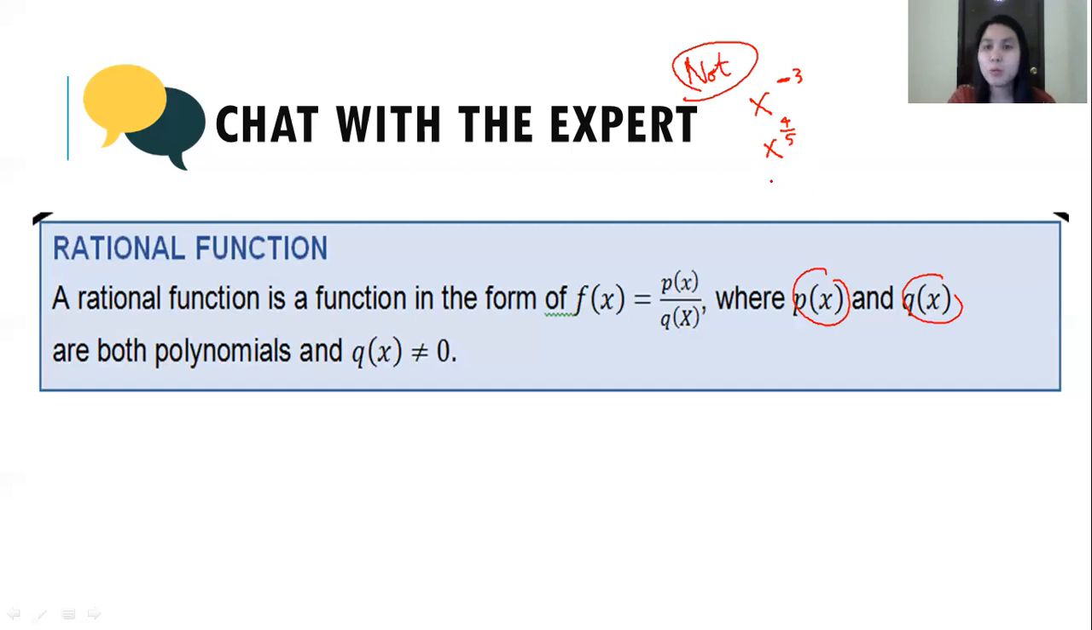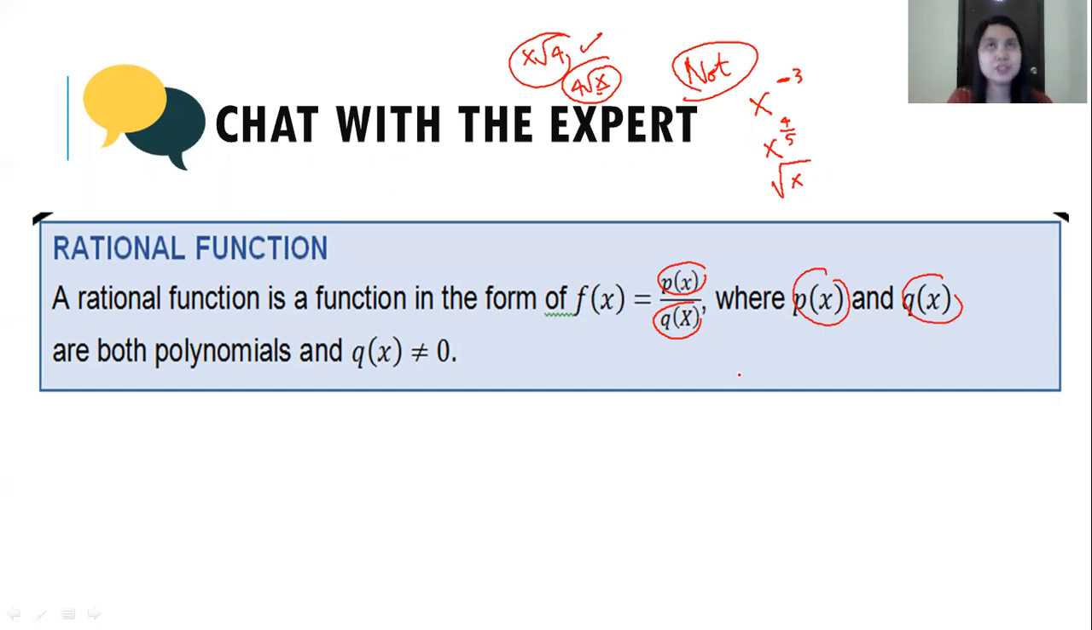Next one, when the variable is found inside the radical sign. If you have x squared of 4, yes, it's okay. But if you have 4 square root of x, the variable is the radicand, so it's not a polynomial function. So these are some of the situations wherein it's not a polynomial function. Now again, p of x and q of x are both polynomials.